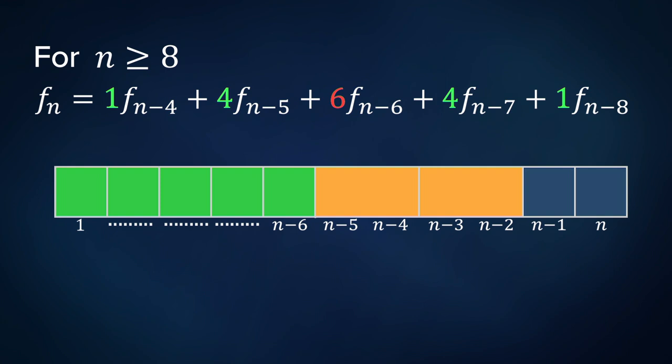Likewise, if our last 4 tiles have 2 dominoes, they can be arranged in 4 choose 2, which is 6 ways, and the preceding cells of length n minus 6 can be tiled in f_{n-6} ways. Similarly, with 3 dominoes, they can be arranged in 4 ways, preceded by a tiling of length n minus 7. And finally, if the last 4 tiles consist of 4 dominoes, there's just one way to do it, and then the preceding cells of length n minus 8 can be tiled in f_{n-8} ways. And this explains our formula.